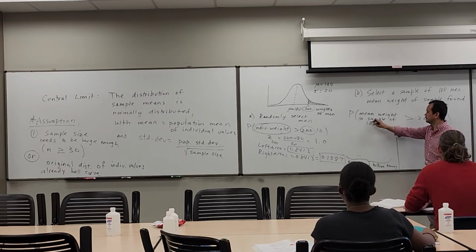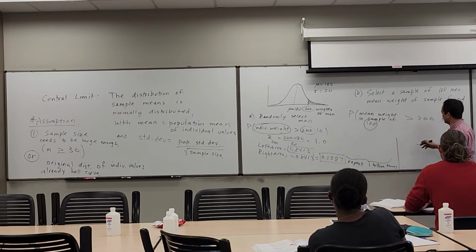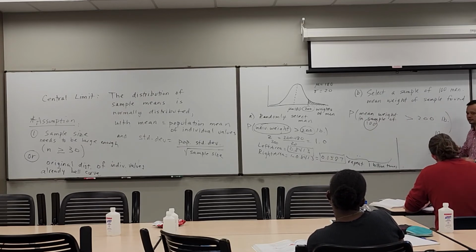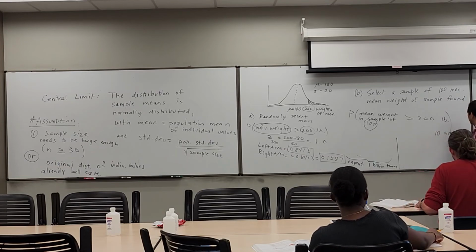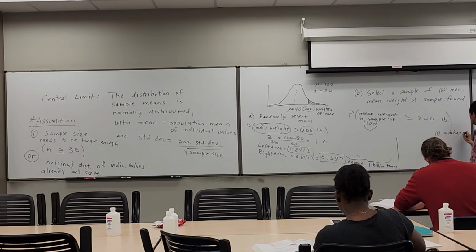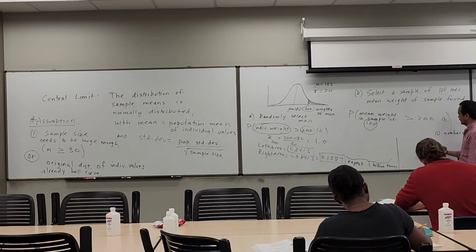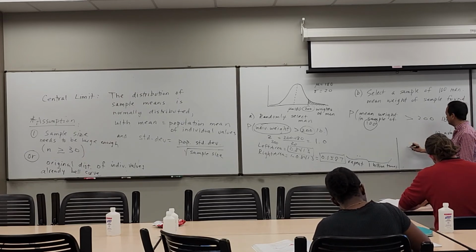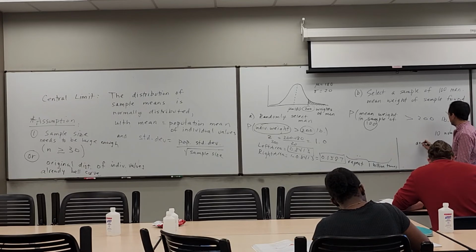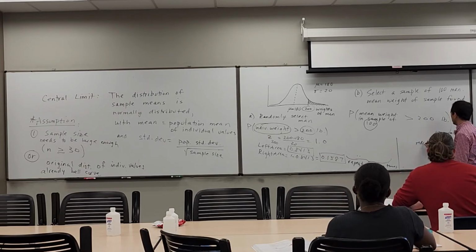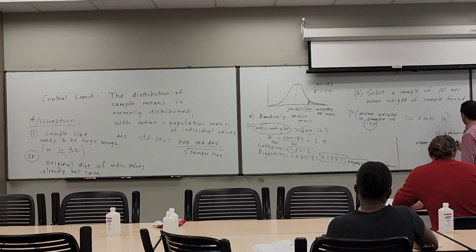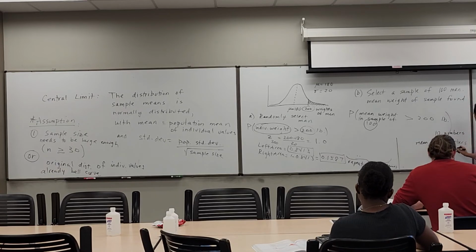So instead of a sample of 100, let's look at a simpler example where you only have 10. And instead of a sample of 10 people, you have 10 numbers. Let's say that I want the average or the mean of those 10 numbers to be greater than 100.